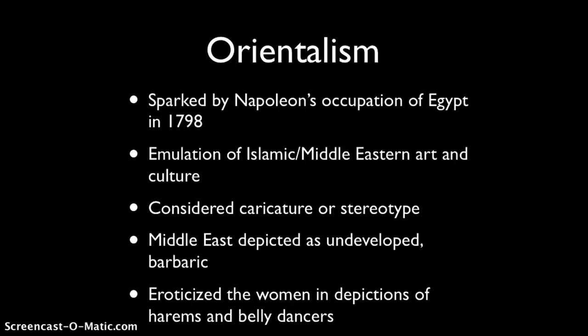Another huge way that Arabic art and Islamic art influenced the Western world was the Orientalism movement. This was sparked by Napoleon's occupation of Egypt in 1798, and it was a way for Europeans to be more connected to the Arab world, which they normally didn't have a lot of contact with. So what they ended up doing was an emulation of Islamic and Middle Eastern art and culture.